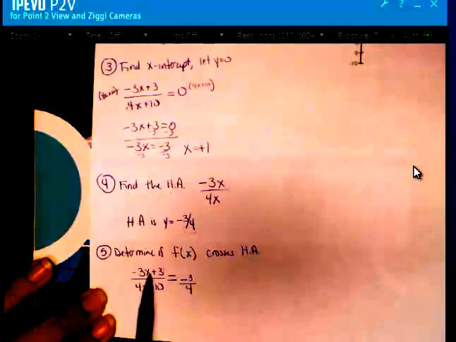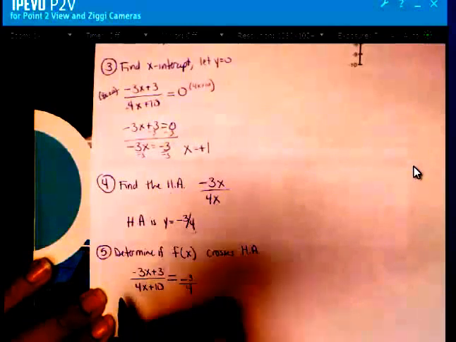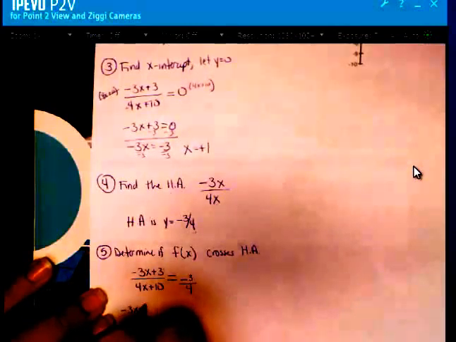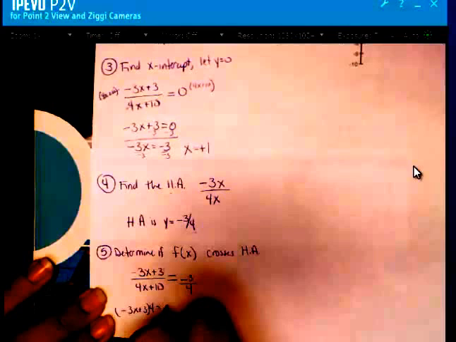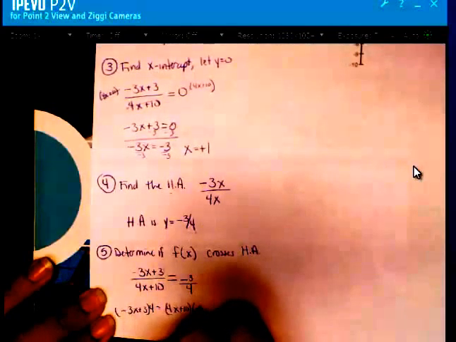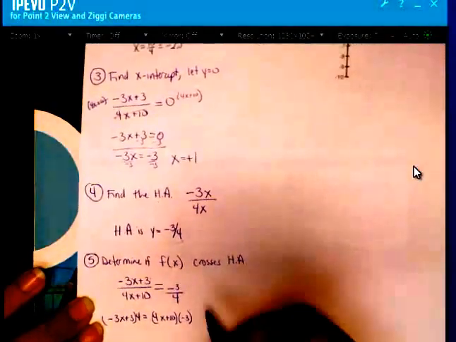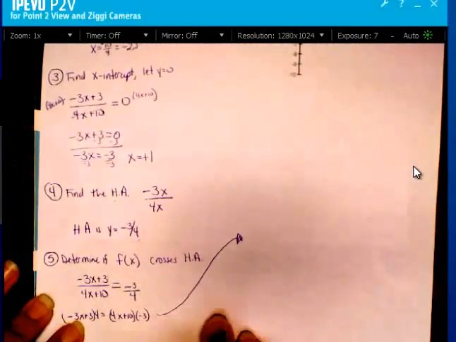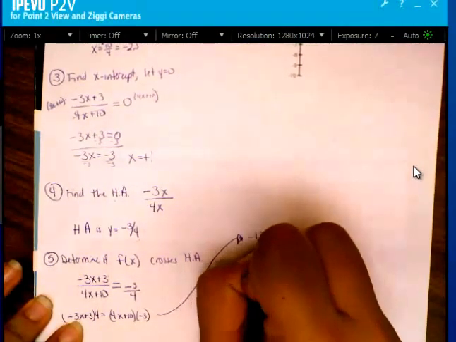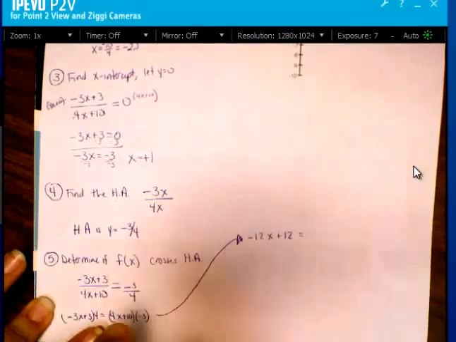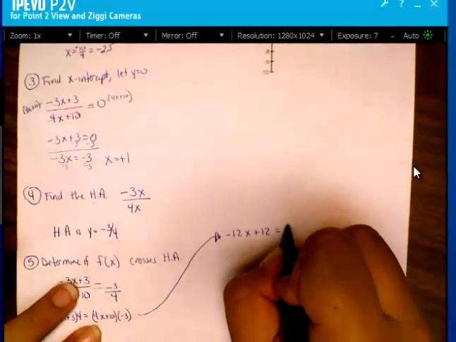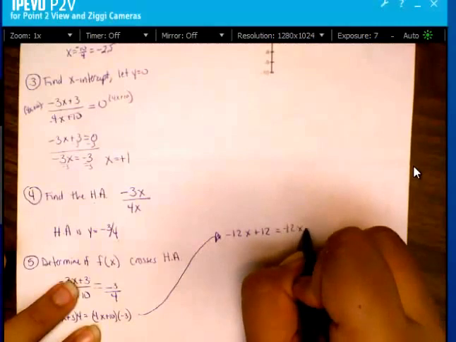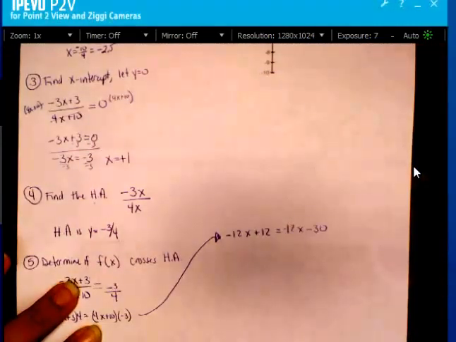So the best way to explain is to do that cross multiplication. So I'm going to take negative 3x plus 3, multiply it by 4, equal to 4x plus 10, multiply it by negative 3. Okay, I'm running out of room, so I'm going to go ahead and bring it up here. So I'm going to distribute that 4, so we get negative 12x plus 12 equals, and I'm also going to distribute that negative 3, so we get negative 12x minus 30.